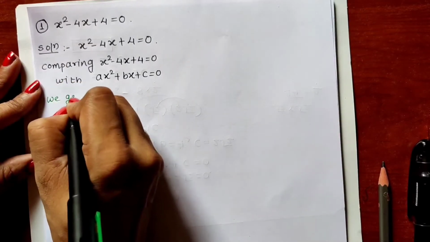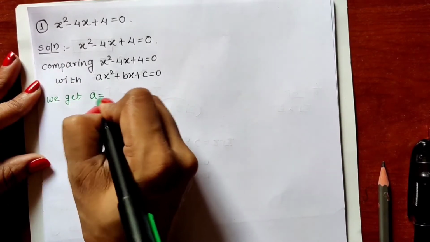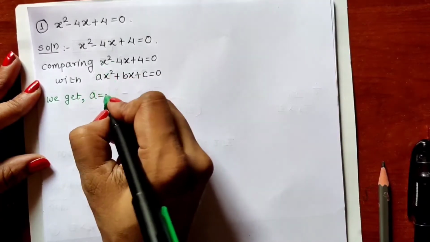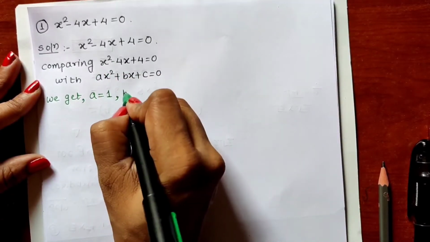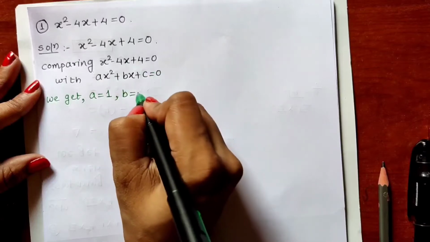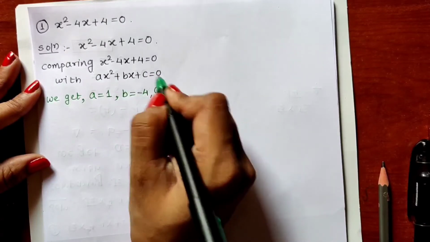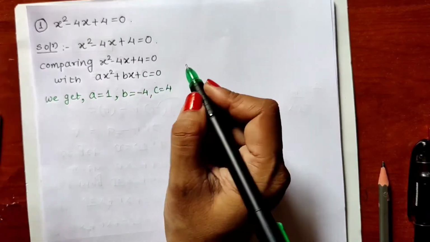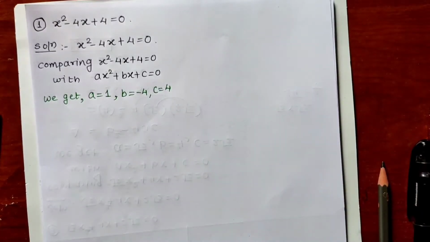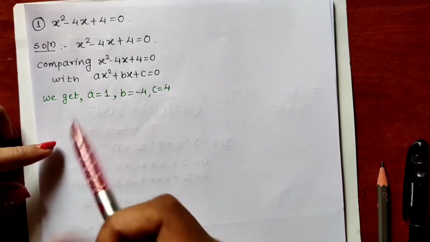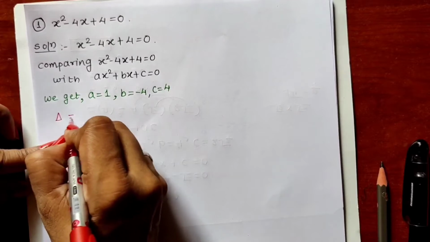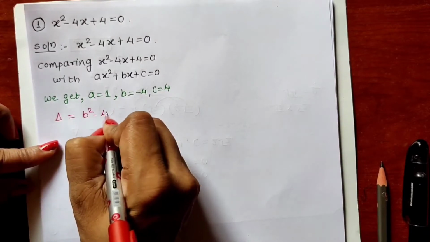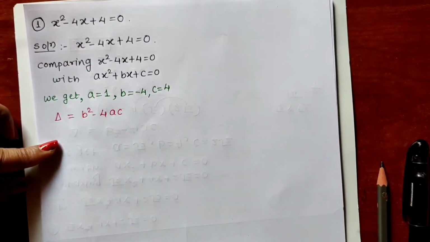We get a is equal to, nothing is there, no coefficient is there, means 1 is there. b is equal to, coefficient of x is minus 4. c is equal to, constant term is 4. So after getting the values of a, b, c, what should be done? We have to apply the formula of discriminant. Delta is equal to b square minus 4ac. Put the values here.